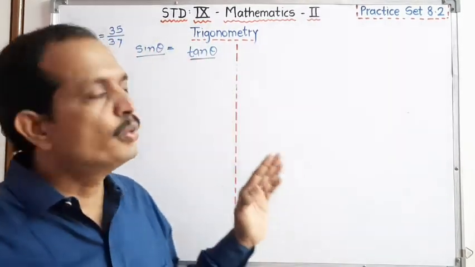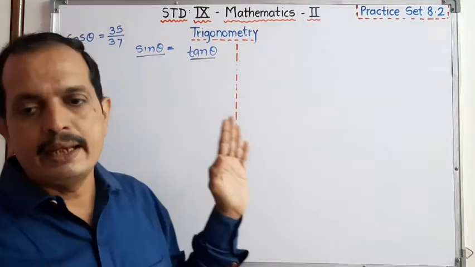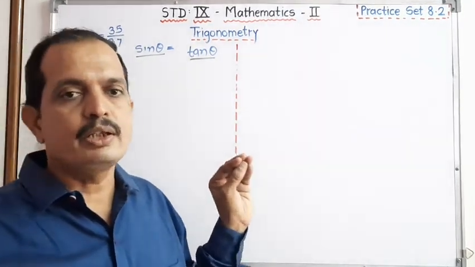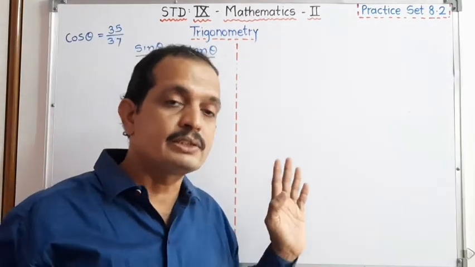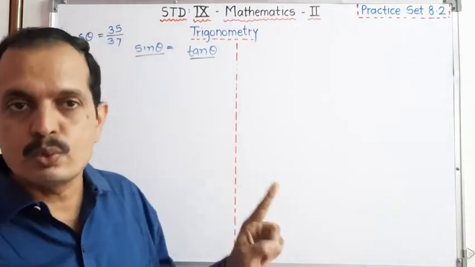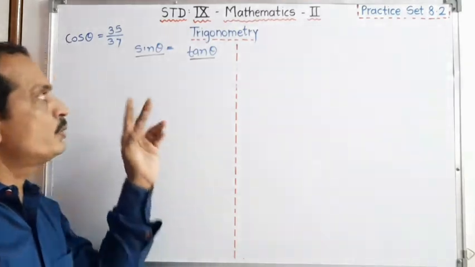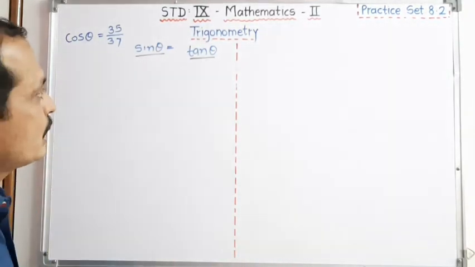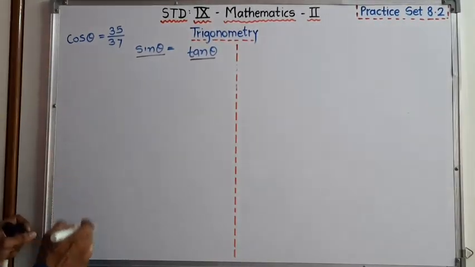Just now we learned one identity, that is sin square theta plus cos square theta is equal to 1. By using that identity we can solve this. Or one another method is there. First of all, I will explain that method.